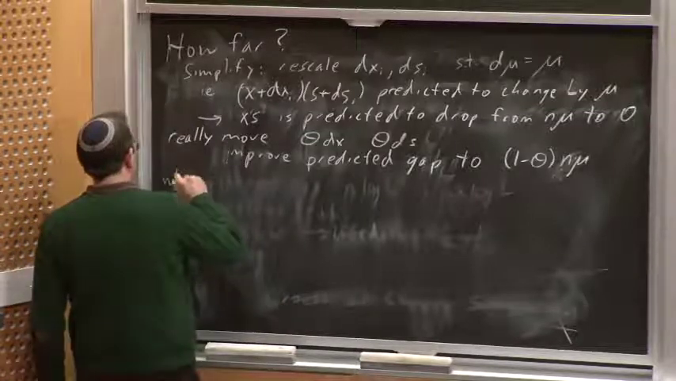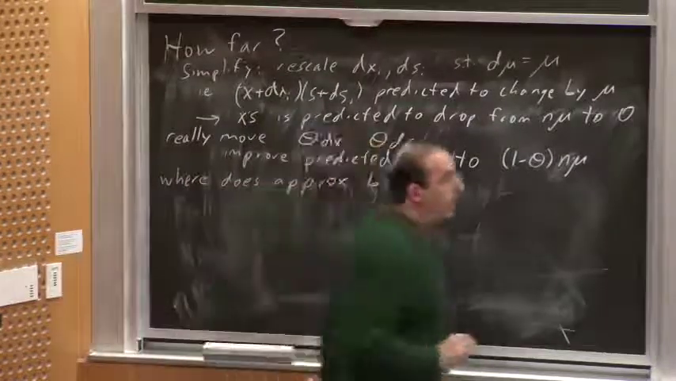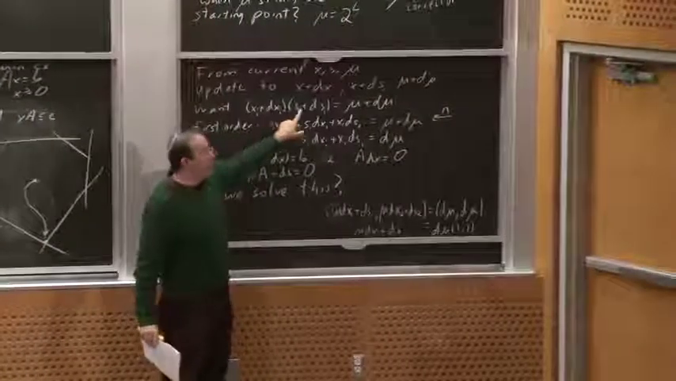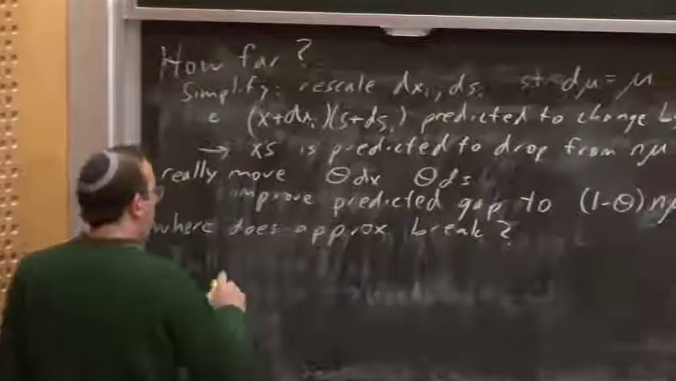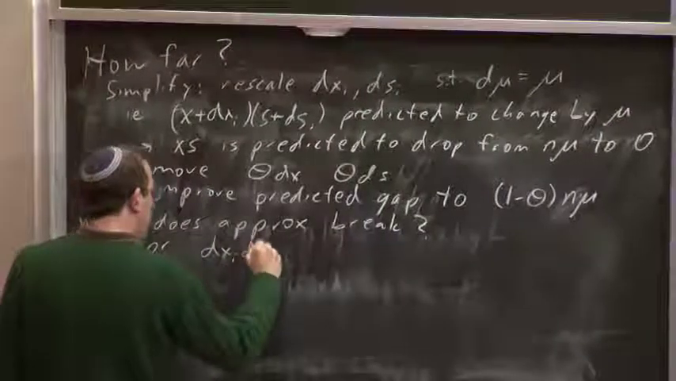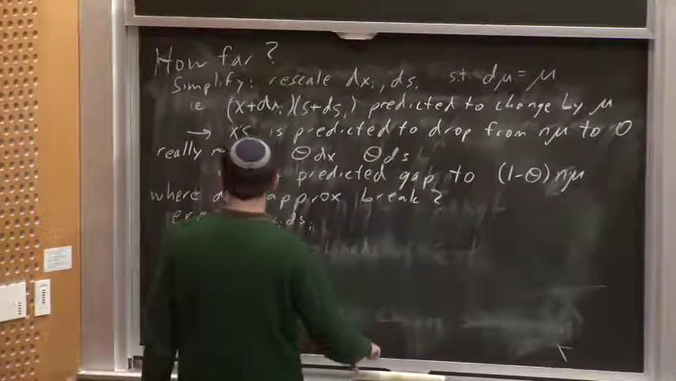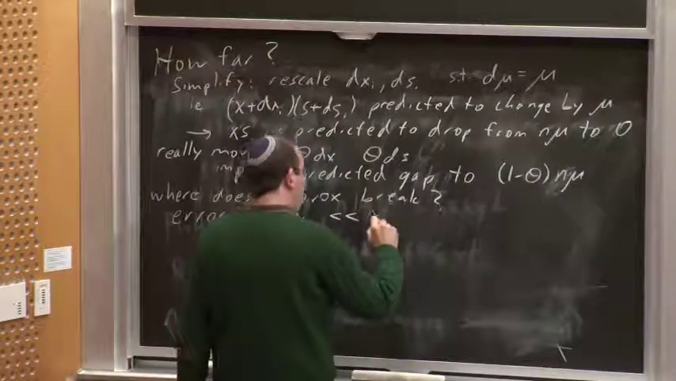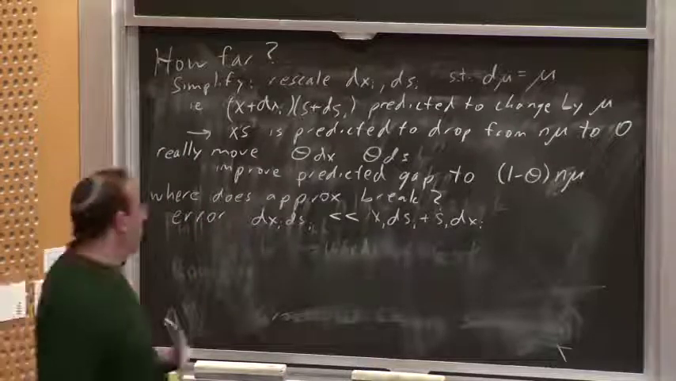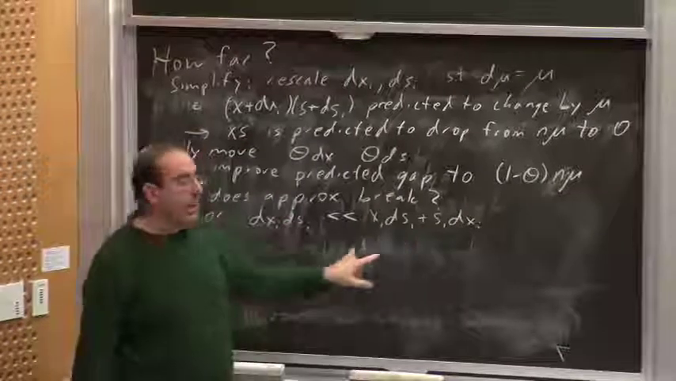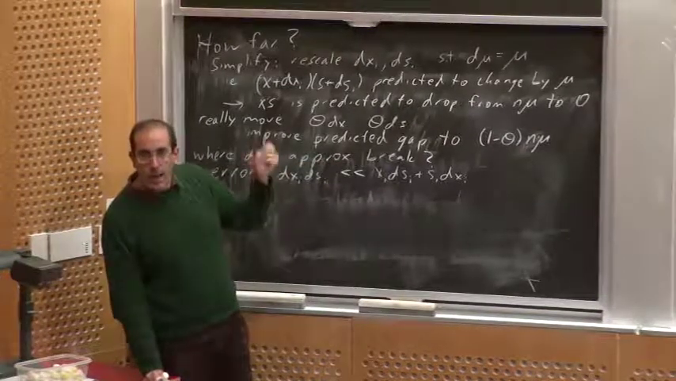So where does our approximation break? Well, if we go back to our expansion over here, of this product, what's the term that we ignored? Dx ds, right? Or dxi dsi. So the error dxi dsi is the amount by which our approximation is going off. So as long as this is much smaller than xi dsi plus si dxi, then we're going to be happy, right? In other words, this is our predicted change according to our linear approximation. And so as long as the predicted change is much bigger than the error term, then throwing in the error term only takes us a little bit away from the predicted change.